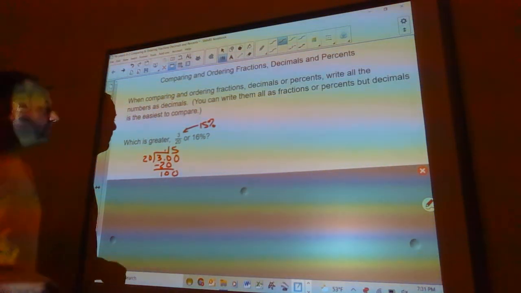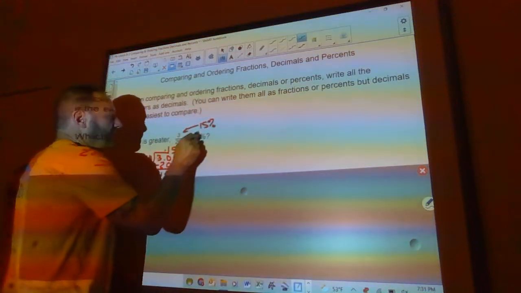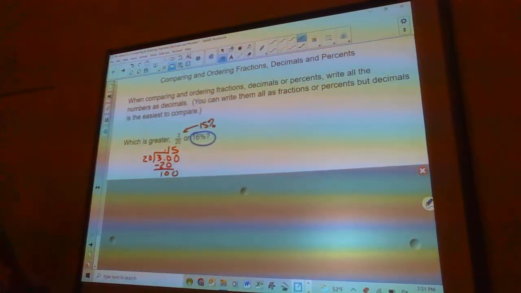So which one's greater? Well, 16% is greater.